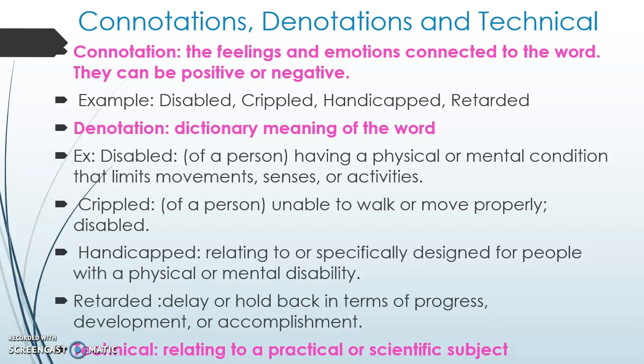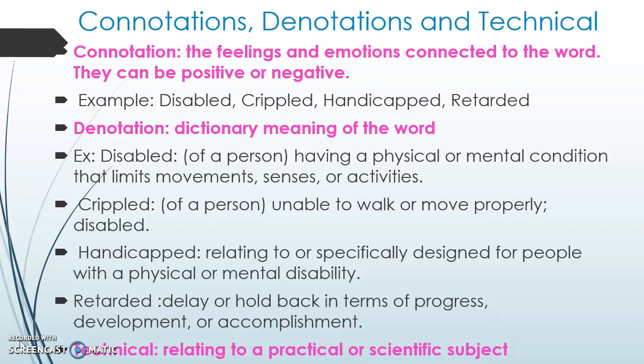All right, so connotations, denotations, and technical words. When we're talking about connotations, we're talking about feelings and emotions connected to the words. They could be positive, they could be negative. Connotations can even be neutral. Here's an example. Go ahead and read that. All right, so the example is disabled, crippled, handicapped, and retarded. These are all words that have the same meaning for the most part.